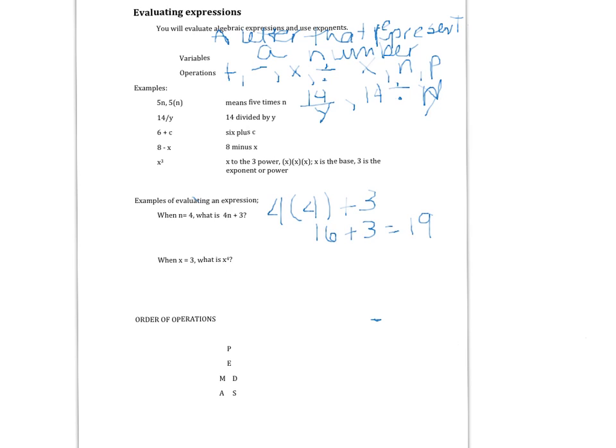Another example, when x equals 3, what is x to the 4th power? So I would replace x with the 3, so I have 3 to the 4. To solve that, I do 3 times 3 times 3 times 3, and this little dot is another way to represent multiplication. Well, 3 times 3 is 9, 9 times 3 is 27, and 27 times 3 is 81. So when x equals 3, x to the 4th power is 81.